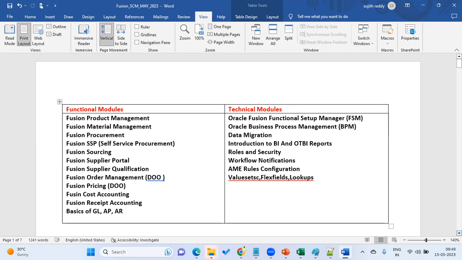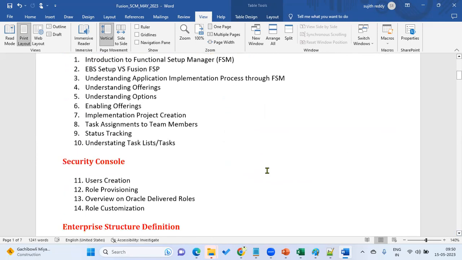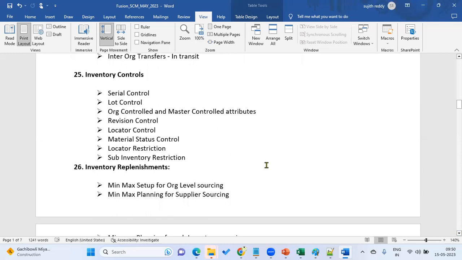So we will be covering both implementation and support. In fact, my training will go ahead as an implementation. I'll also give you some support issues that we faced when working in projects. Okay, so this is about the syllabus of our Fusion Applications supply chain management. I'm going to keep these topics in the description.